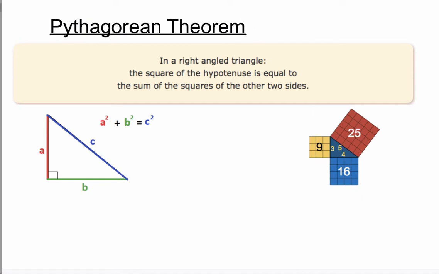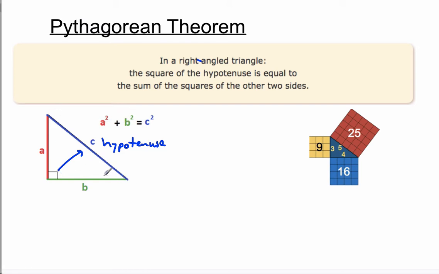So recall that the Pythagorean Theorem states that in a right-angled triangle, this only works for a right-angled triangle, the square of the hypotenuse is equal to the sum of the squares of the other two sides. The hypotenuse is always opposite the right angle. There's the hypotenuse, always opposite the right angle, and the hypotenuse squared equals the sum of the squares of the other two sides.